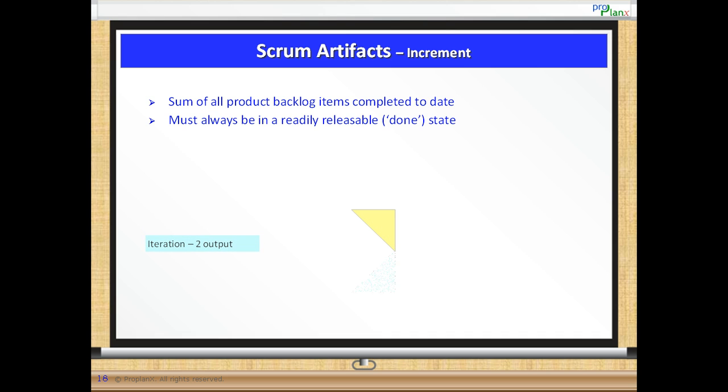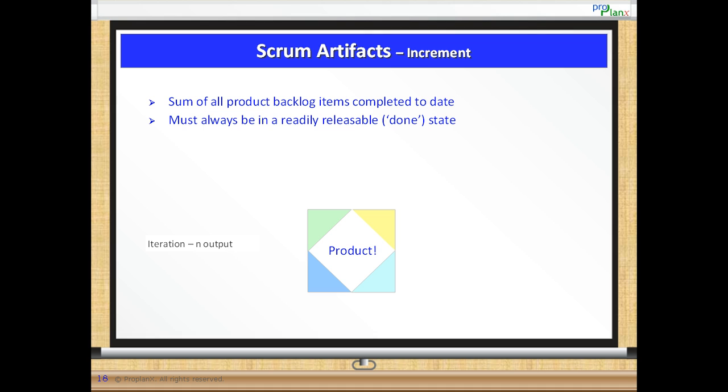Increment. An increment is the sum of the outputs of all the sprints, and this must always be in a readily releasable state. Since the increment has to provide business value, it must meet the done criteria, which would mean that it is a working product with completed functionality. We discuss what done means in a later chapter.